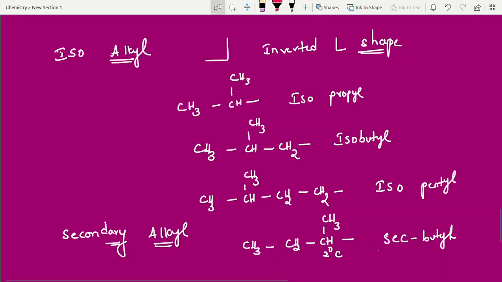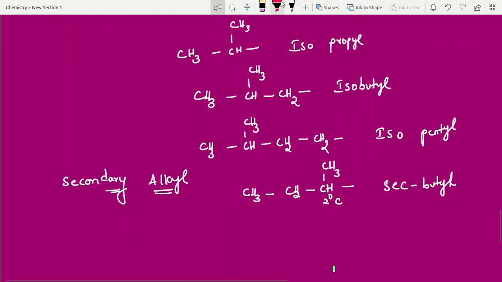Next, can you write secondary pentyl? Secondary pentyl, CH3, CH2, CH2, CH, CH3. This is secondary pentyl.